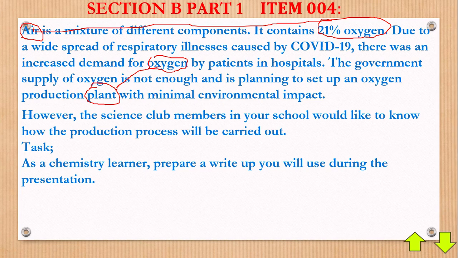But again, as you're doing that, it must give us minimal environmental impact. Meaning, if there is any problem, for example pollution, you must also tell us in your write-up how we can solve that. Because in chemistry, we aim at providing solutions to problems, not bringing problems and leaving them like that. So here we're going to begin with the description of how oxygen can be manufactured on an industrial scale, that is, in large quantities.